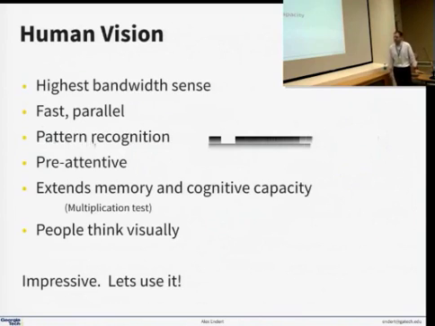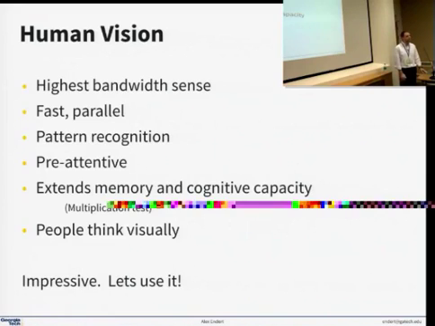Human vision, it's fast, it's parallel. We'll talk about pre-attentive vision a little bit. It extends our memory and cognitive ability, right? Think about doing long division or multiplication. Oftentimes, it's easier to do if you have paper and you can write things down. And even the spatial constructs that you employ help us offload a bit of our working process onto a visual medium, even in that very fundamental example.